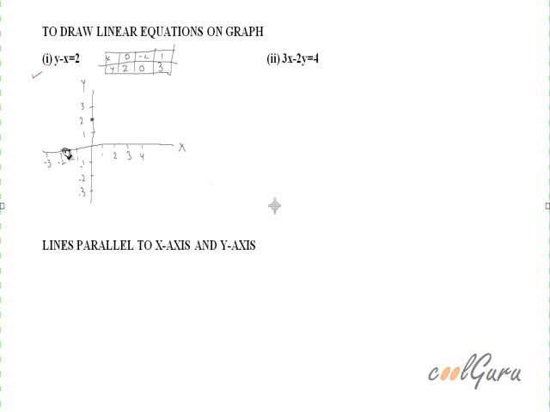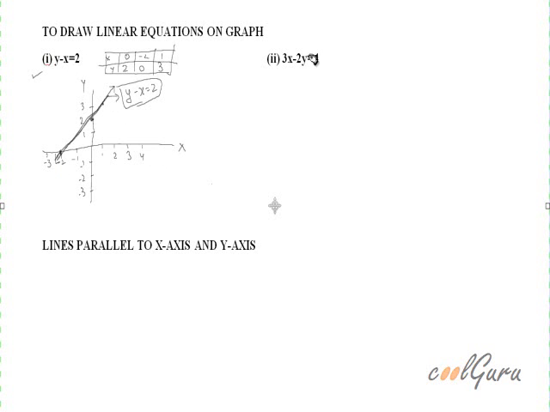Similarly, when x is minus 2, y is 0, which is this point. And one more point, when x is 1, y is 3. Because this graph is not as per scale, maybe I won't get a straight line. But on the graph paper, if you join these 3 points, you will get a straight line. And this line is y minus x is equal to 2. So this is the graphical representation of y minus x is equal to 2.